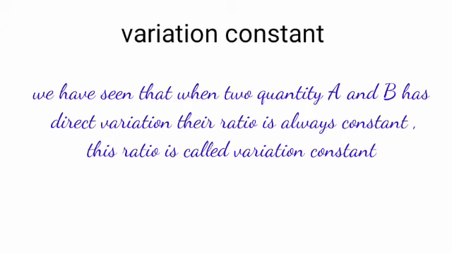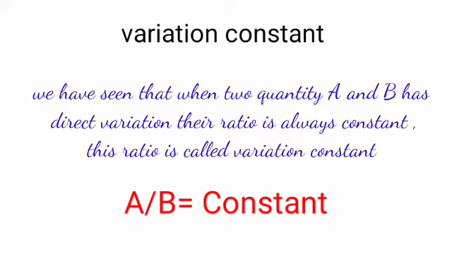Variation constant. We have seen that when two quantities A and B have direct variation, their ratio is always constant. This ratio is called the variation constant. So in the case of direct variation, A by B will be constant.